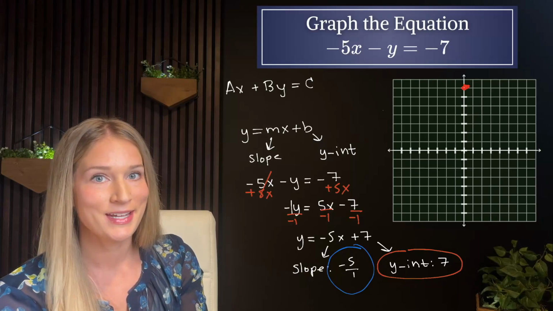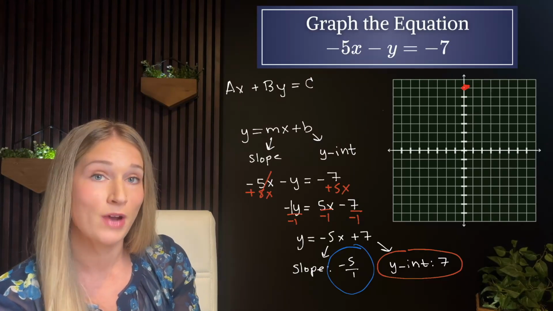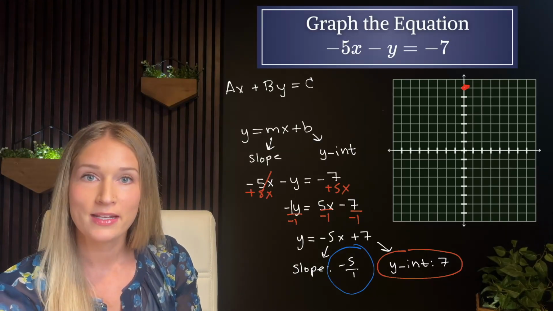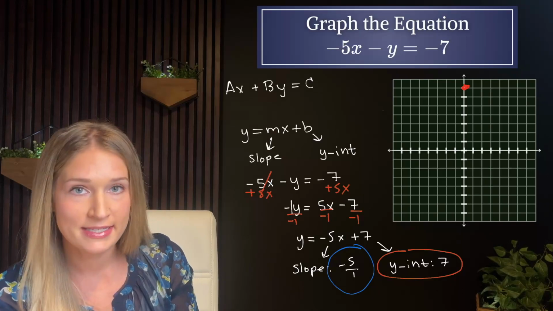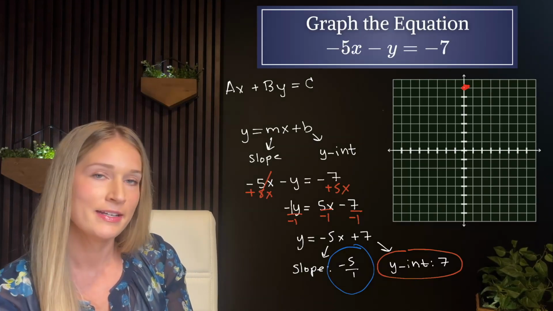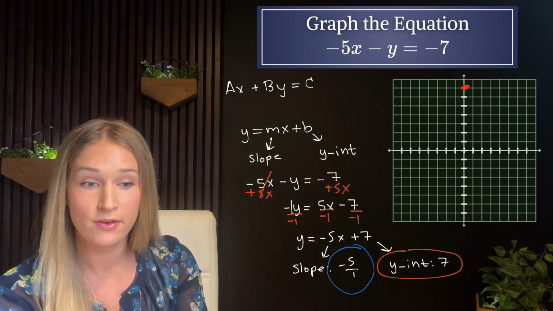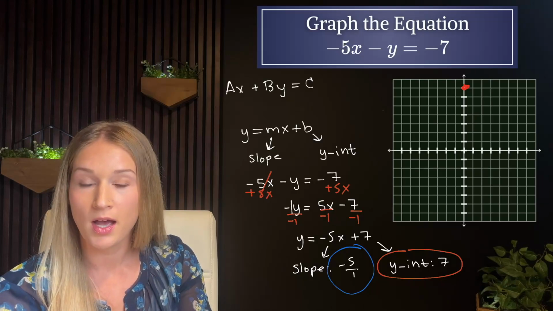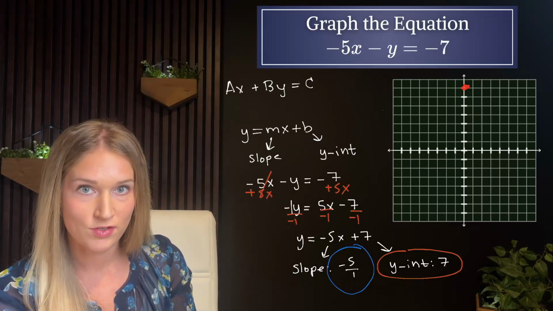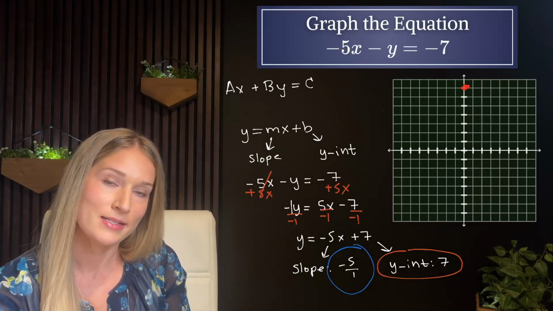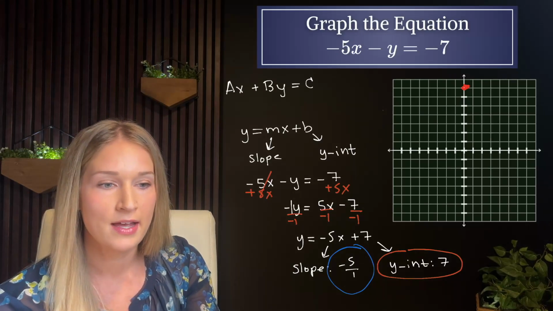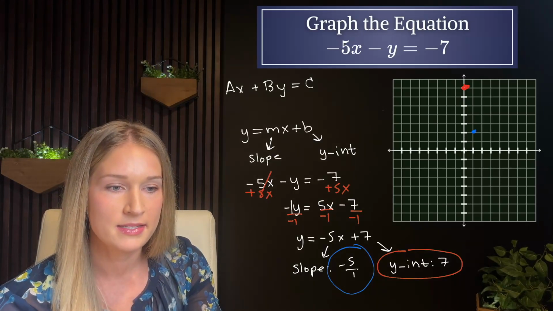My slope is negative 5 over 1. And remember, that's rise over run. So negative 5 means I'm going up and down that negative 5 amount. Negative means down. So I'm going to go down 5 and then positive 1 in the horizontal direction. Positive would mean right. So I'm going to go down 5 and right 1, and I get my second dot.